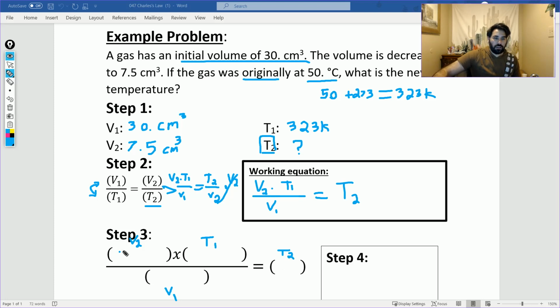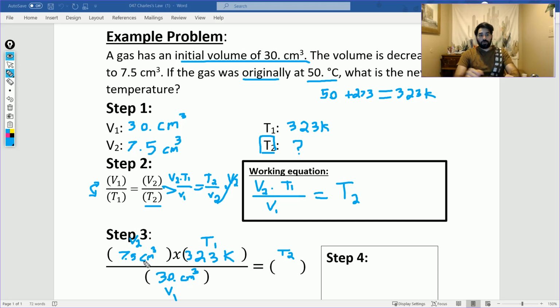V1 is 30 dot cubic centimeters. V2, I put that in the wrong spot. V1 right here is 30 dot centimeters cubed. V2 is 7.5 centimeters cubed. And T1 is 323 Kelvin. And we don't know T2. We can put a question mark here, or just leave it blank for now because we're going to fill it in. Now all we do is put this in our calculator.